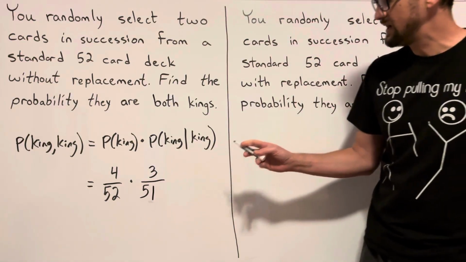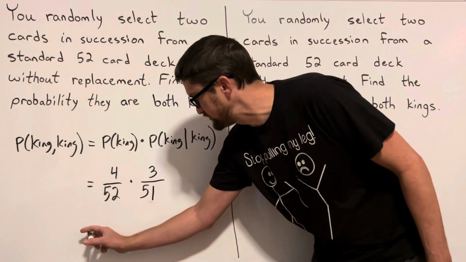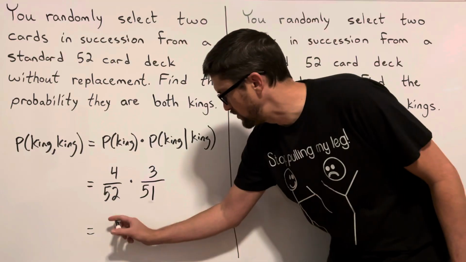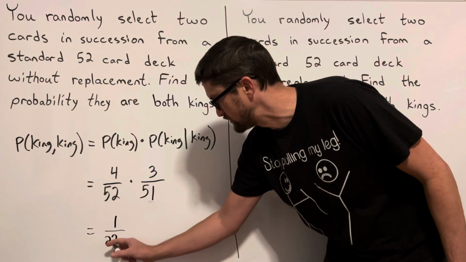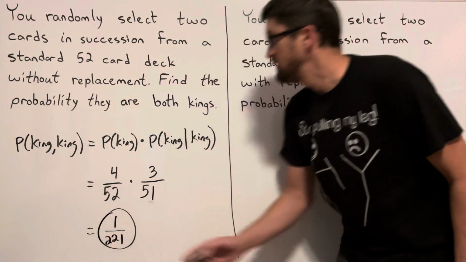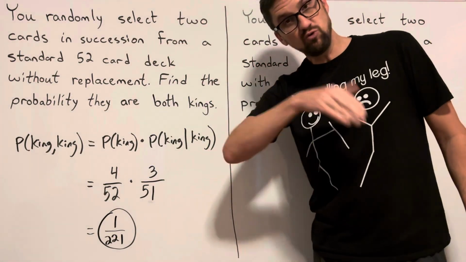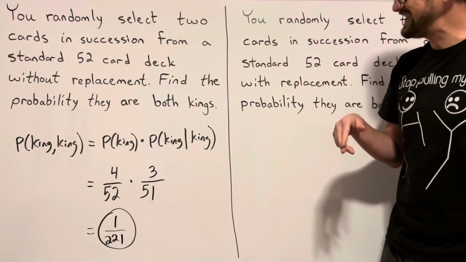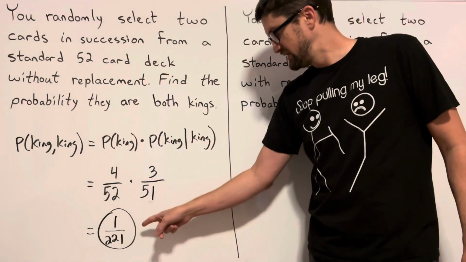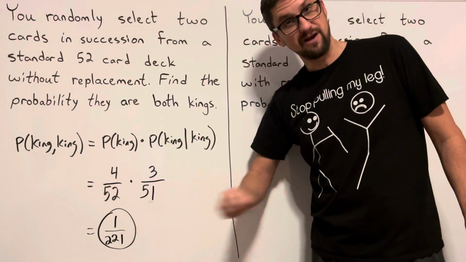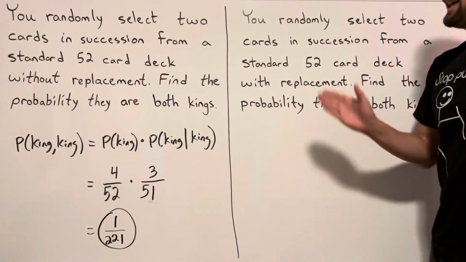And if you work this out, plug it in a calculator or reduce it, you'll get 1 over 221. So the probability of getting 2 cards in a row, and they're both kings, without replacement, is going to be 1 divided by 221. Now let's look at the second problem.